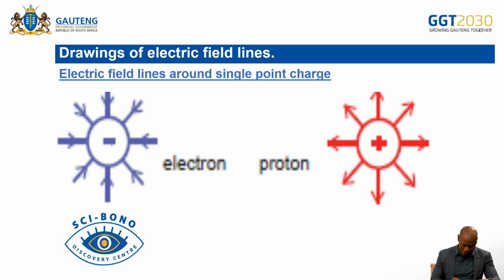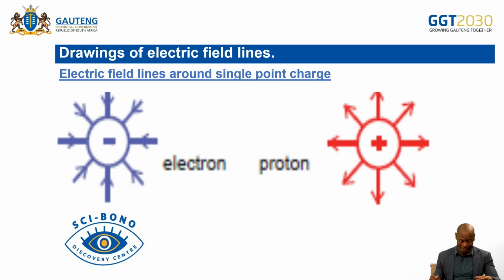Then here we have a negative charge. You can see the electric field lines. These are the electric field lines. Please make sure that you draw them correctly, so that they do not intersect or cross or touch each other. Draw them perpendicular to the surface of the charge, right?